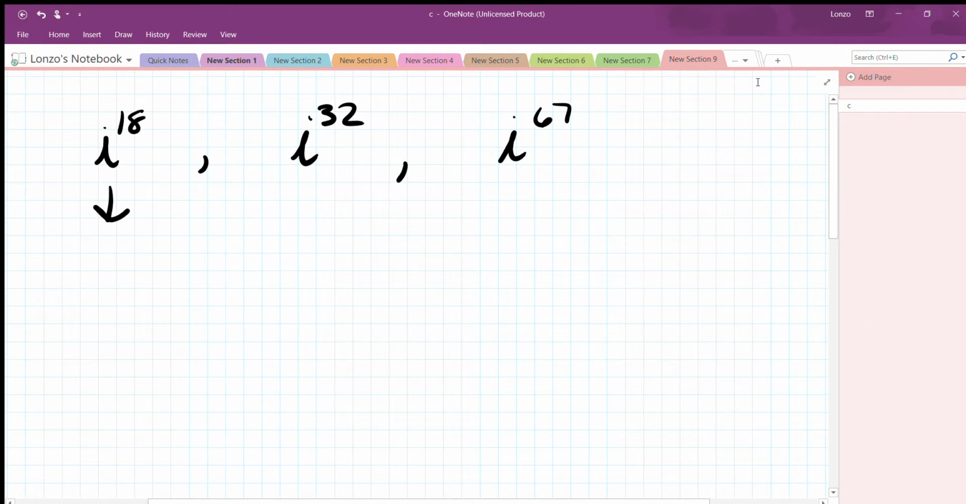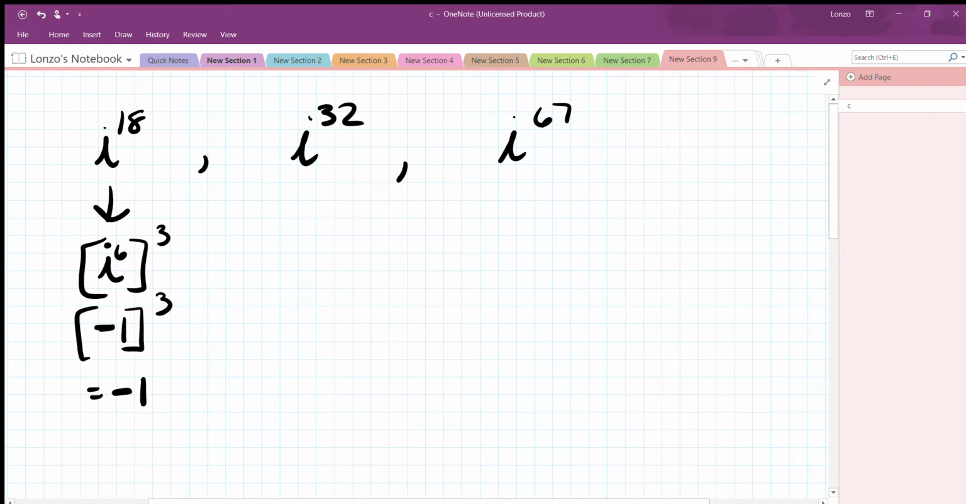Okay, so i to the 18th, what do we know? We can rewrite i to the 18th as i to the 6th, raised to the 3rd power, right? We know what i to the 6th is. Based on that chart, i to the 6th is negative 1. Then you raise that to the 3rd power, so negative 1 to the 3rd power is going to give you negative 1.